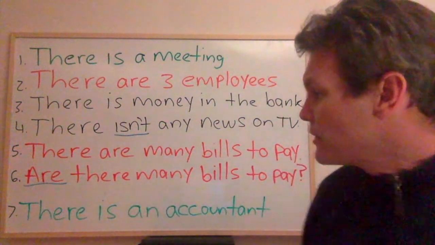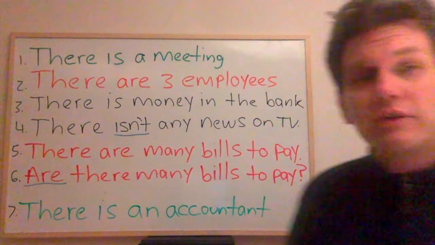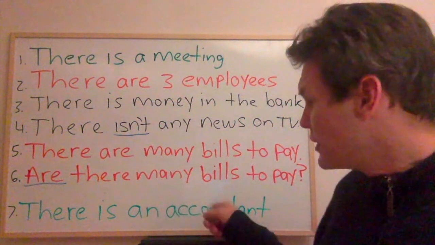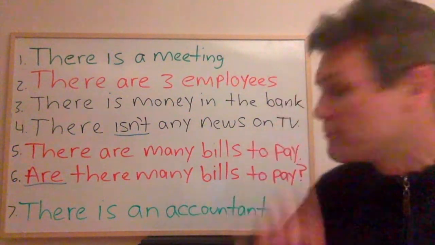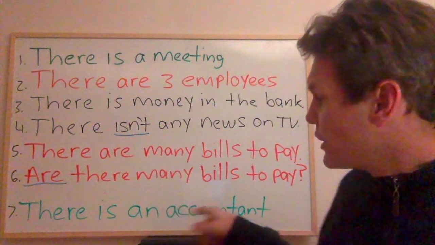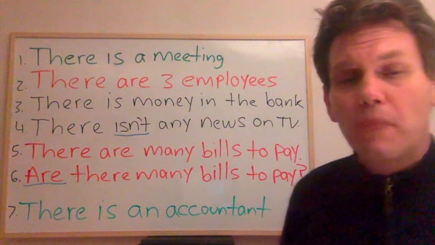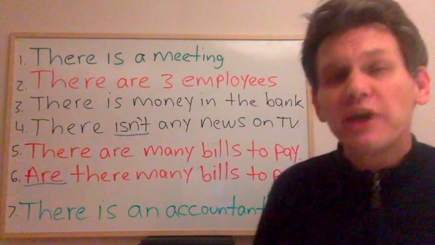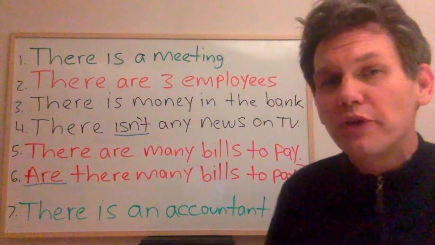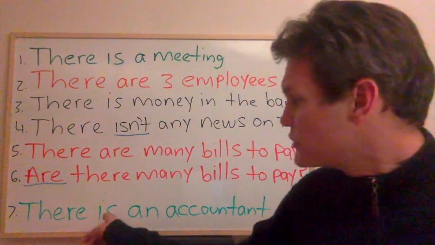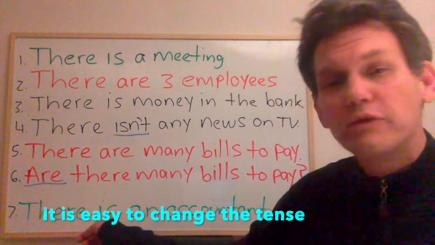Number 7, there is an accountant. So don't forget, an accountant is a person, it's a single person. So in this case, it's going to take the singular form. Don't forget, if you want to change the tense of the verb, you can. So for example, you can change this to was if you want.